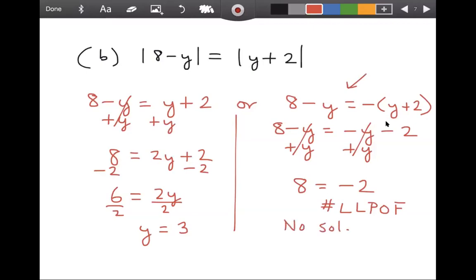However, the first equation does have a solution. So the only way that the absolute value of 8 minus y can equal the absolute value of y plus 2 is if y is 3. That's the only possibility. So those two expressions can be equal. They cannot be opposites. All right, and that's going to do it for section 9.2. We'll see you next time.